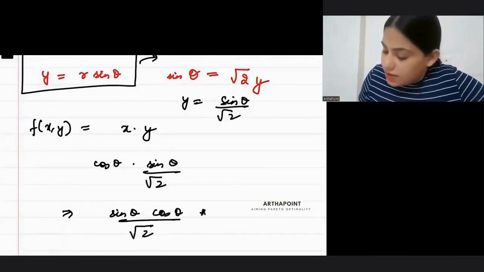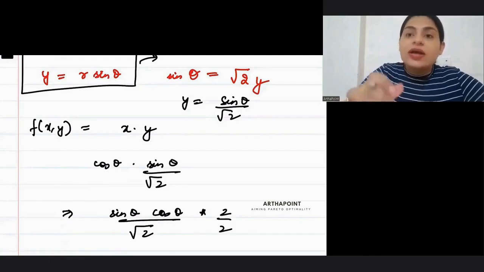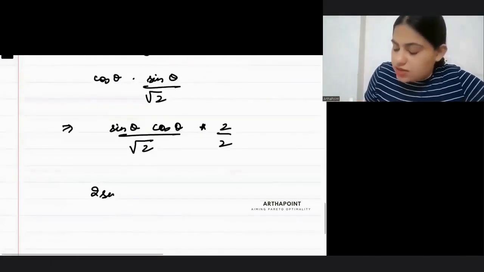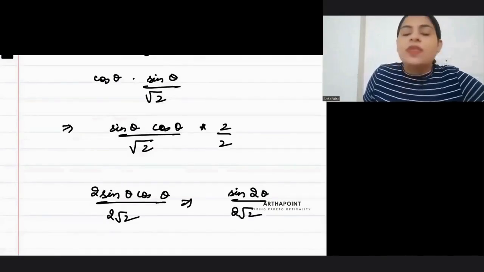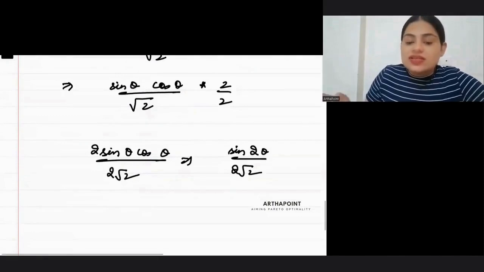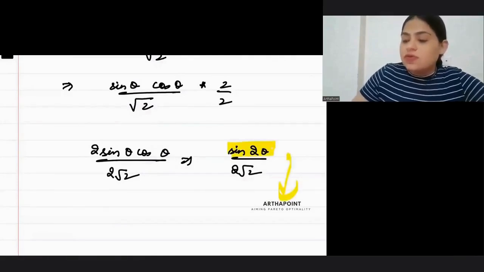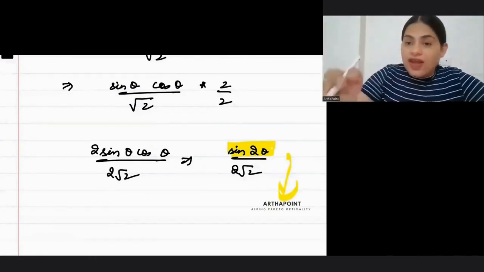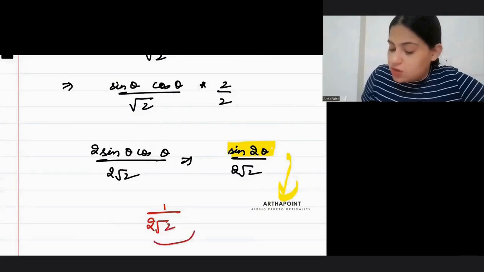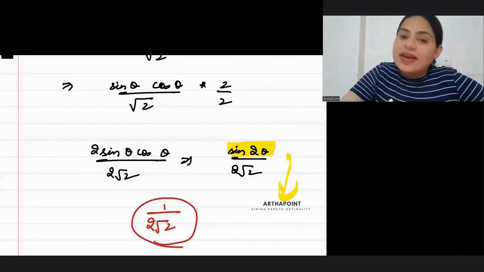Now what can I do? I can multiply and divide by 2. So if I multiply and divide by 2, what will I get? I will get 2 sin theta cos theta by 2 root 2. So beta, this becomes sin 2 theta by 2 root 2. And we know that sin 2 theta takes its maximum value of 1, so the maximum is 1 by 2 root 2. So the answer can be found using either method.